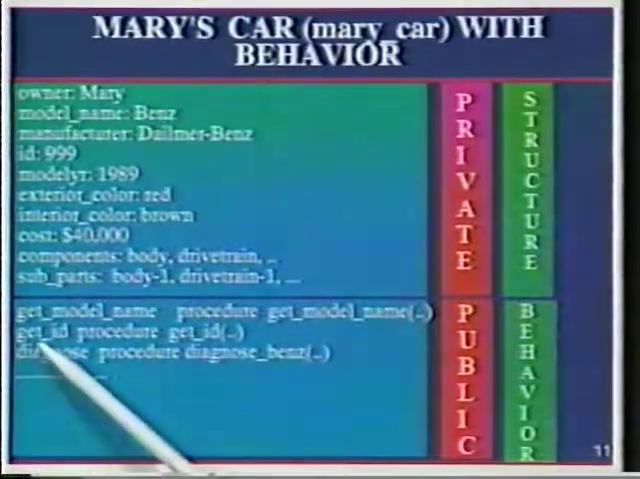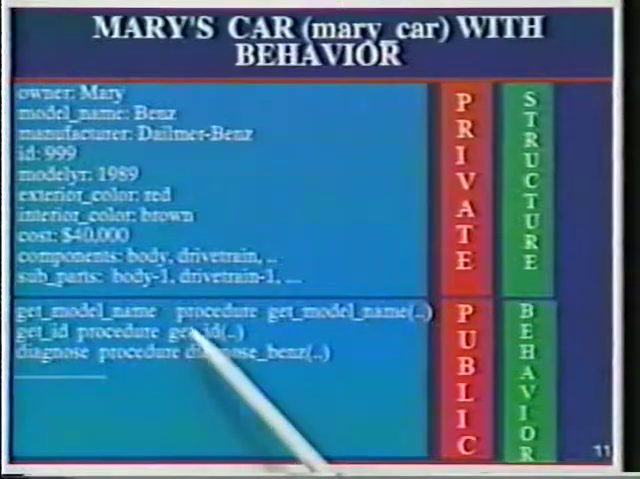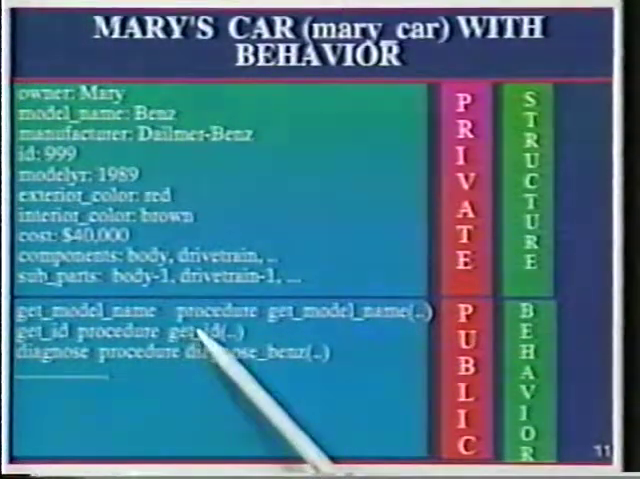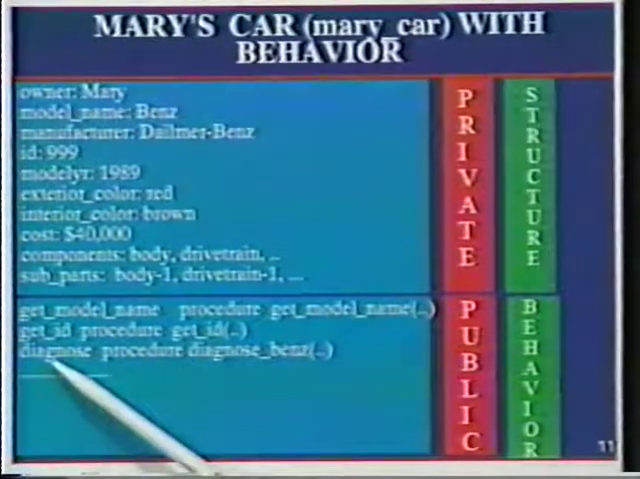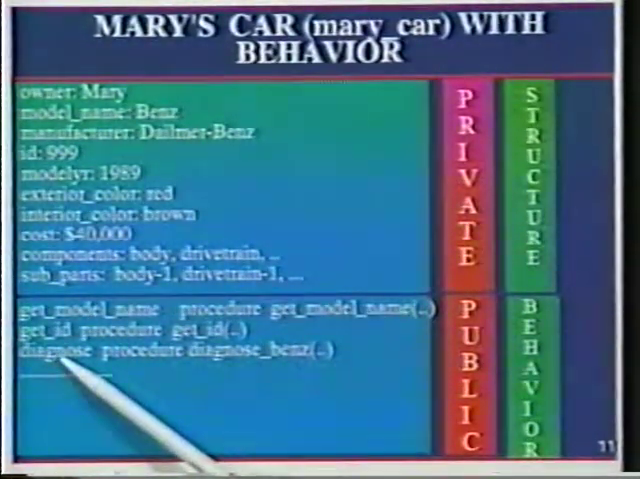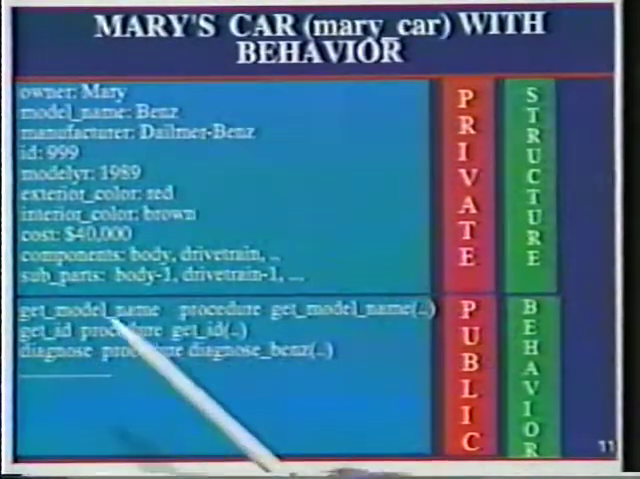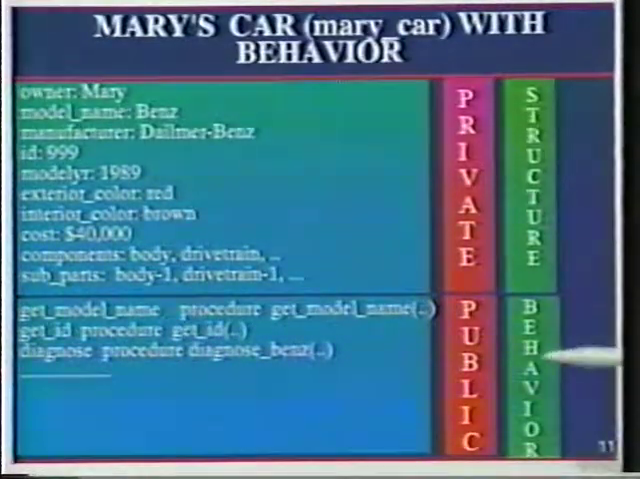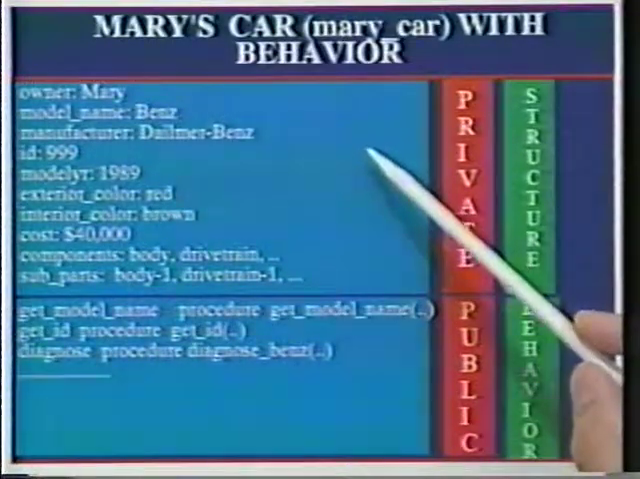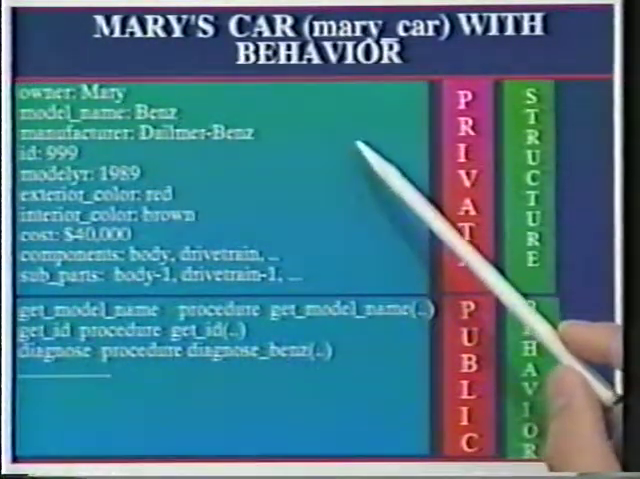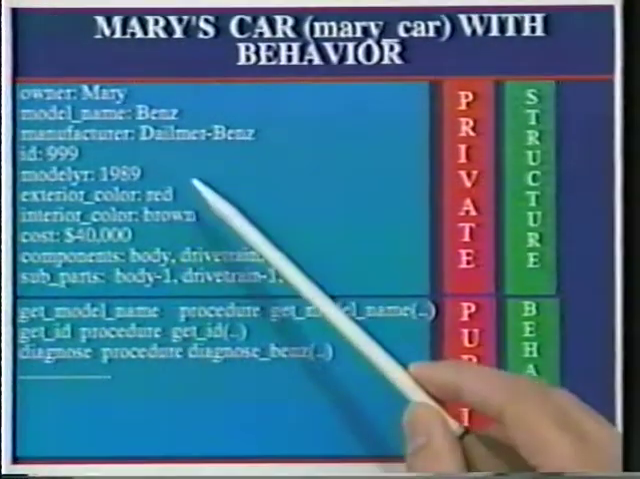Similarly, to get the ID, we have a message that we send to Mary's car, get ID, and there is a procedure called get ID which gets invoked. And I have also introduced another behavior here called diagnose, and this behavior will tell you how to diagnose problems with Mary's car. So, now we have the structure and then we have the behavior. The structural aspects here define the overall physical structure of this car, and the behavior will tell you how to get values from the structure.